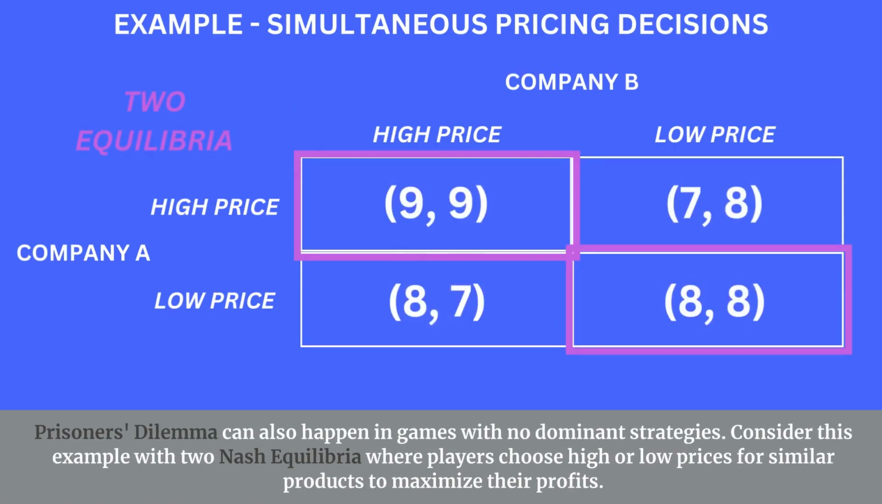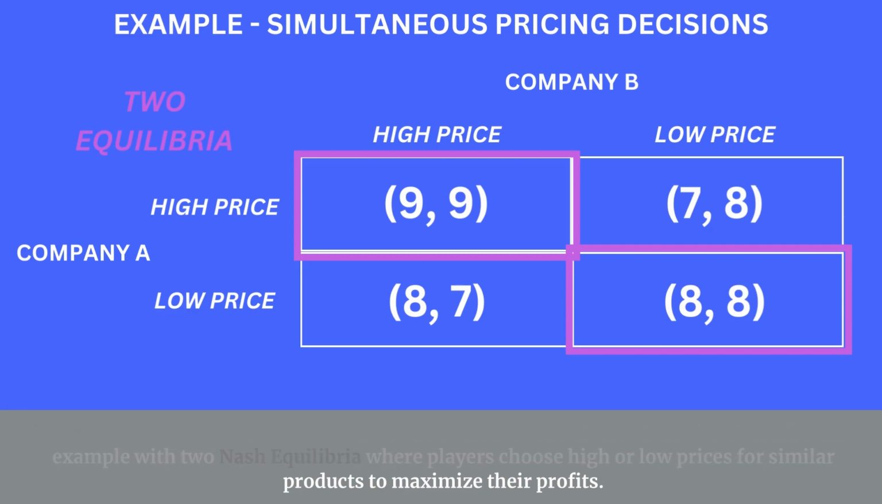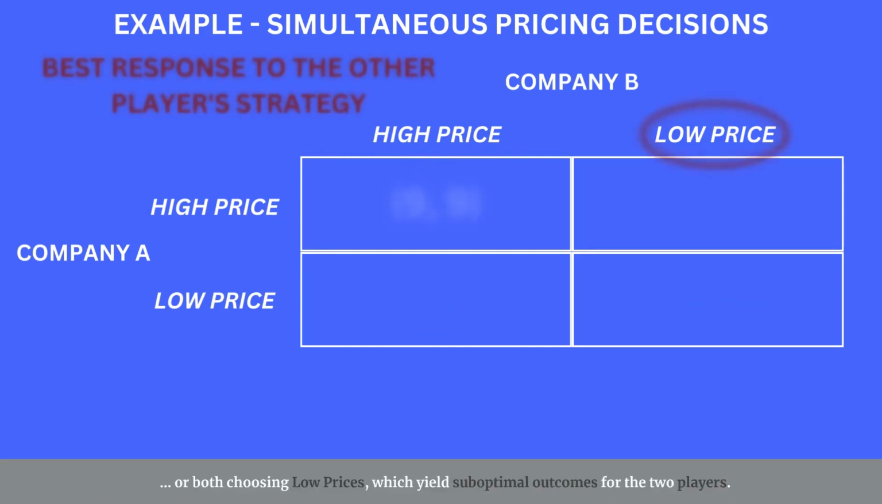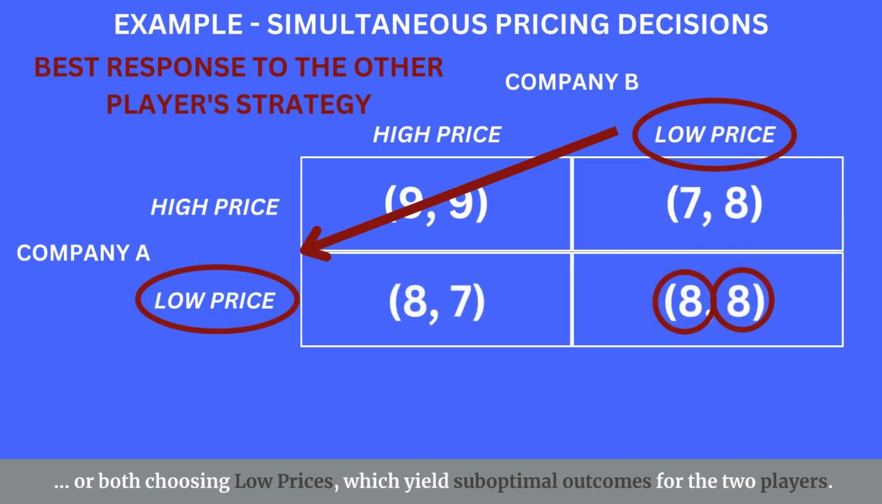Prisoner's dilemma can also happen in games with no dominant strategies. Consider this example with two Nash equilibria where players choose high or low prices for similar products to maximize their profits. Players' best response to each other's strategy would be either both choosing high prices, which leads to higher payoffs, or both choosing low prices, which yield suboptimal outcomes for the two players.